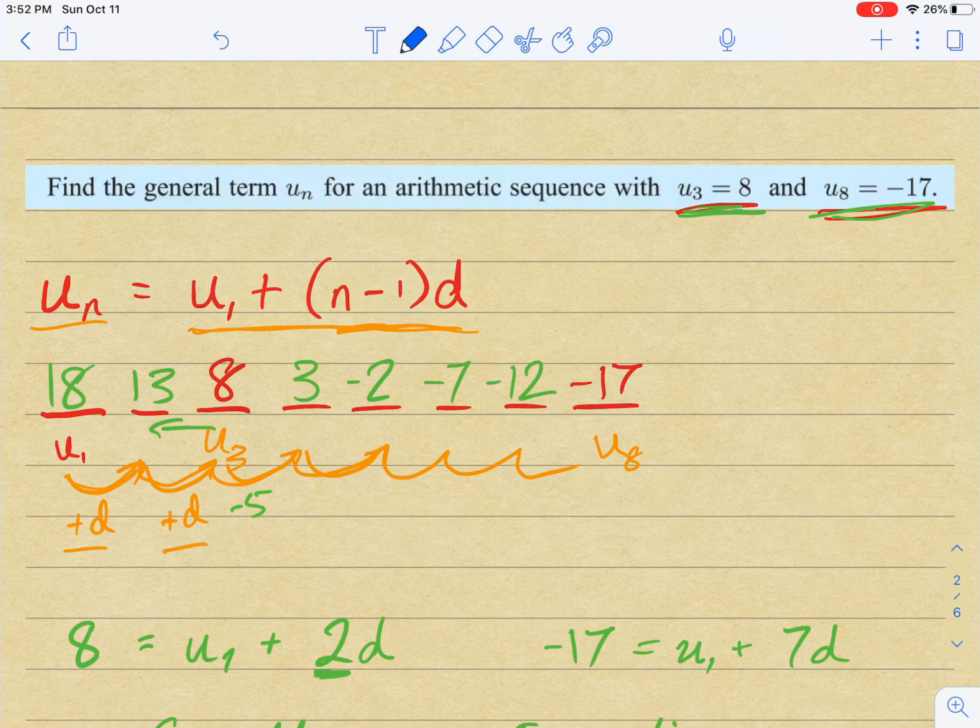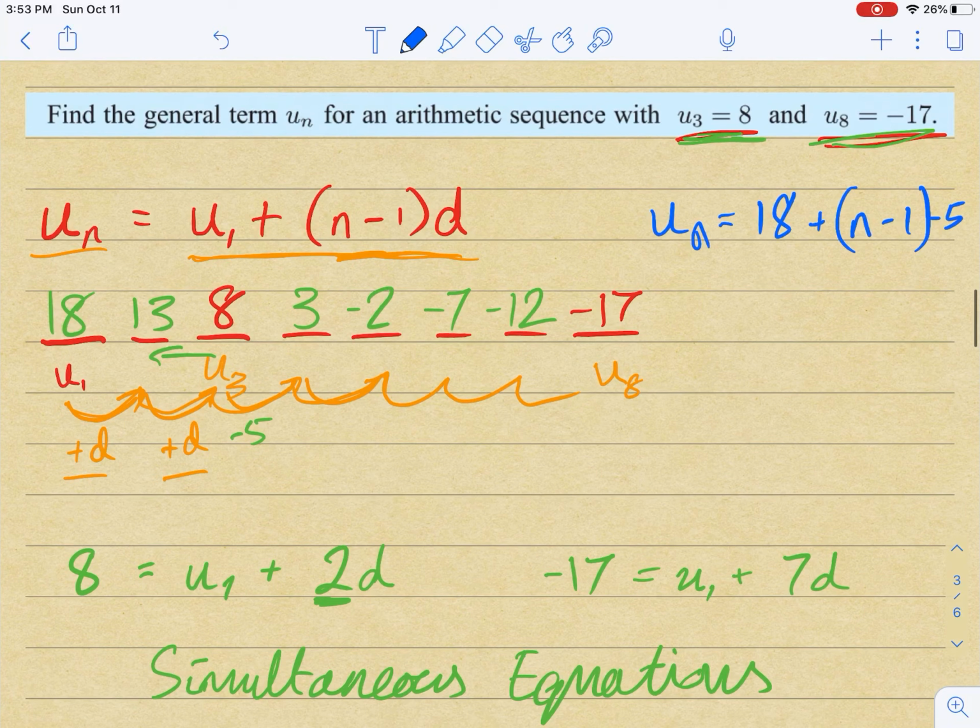So my general term, un, is equal to the first term, which is 18, plus n minus 1 multiplied by negative 5. And that's the general term for that sequence.